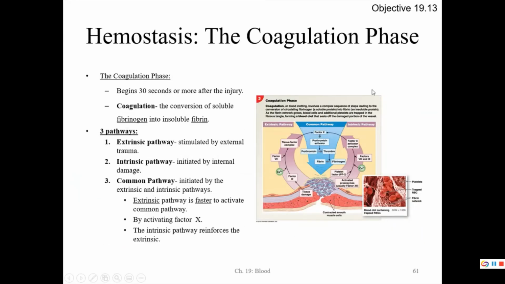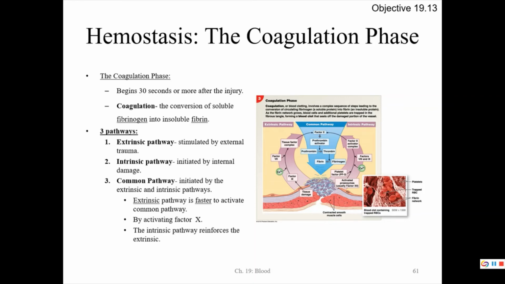Now, coagulation happens at about 30 seconds after an injury. As all this is happening, as platelets are being activated, those platelets release clotting enzymes that will lead to coagulation. Now, what is coagulation? Coagulation is the conversion of soluble fibrinogen to fibrin. Remember, when you see the suffix, the ending "gen," you must be thinking that it's going to be activated. And fibrinogen gets activated into fibrin.